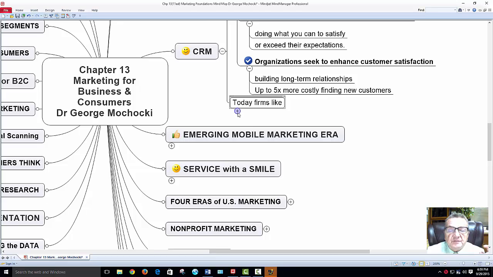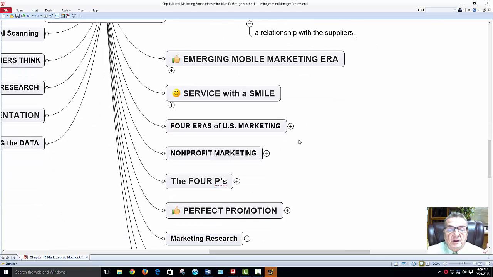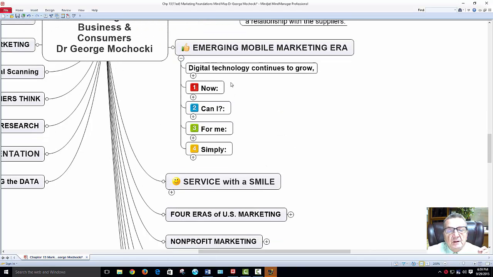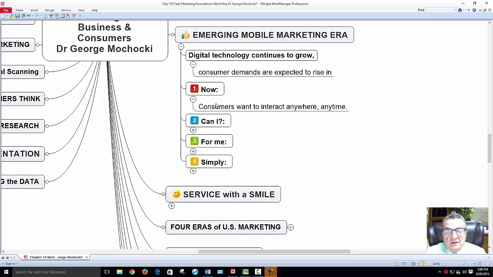Today's firms like Priceline and Service Now use CRM. They allow customers to build a relationship with the suppliers. Now, emerging mobile markets and digital technology continue to grow. So when I look at this, consumer demands are expected to rise in this area. Consumers now want to interact anywhere and anytime.